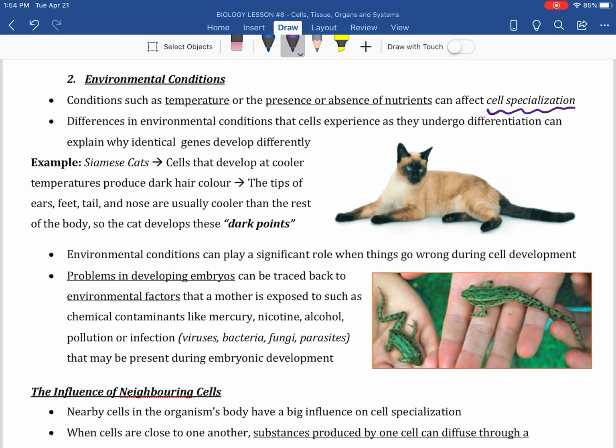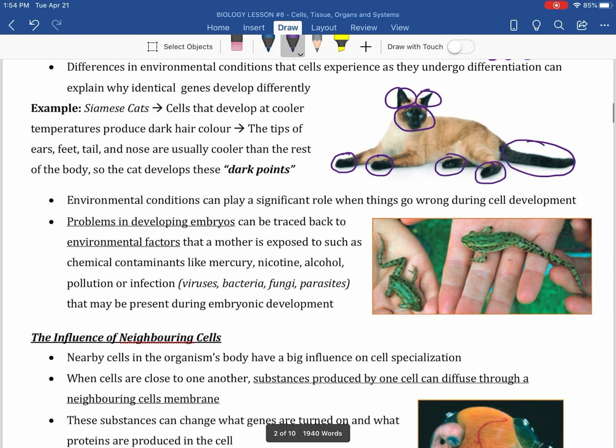All right, so you can take a look at the example of the cats. This cat specifically has darker extremities, and that makes sense because we know darker, I'm just having fun circling all the cat parts now. All the extremities are at the tips, they're farthest away from the core, so they tend to get colder. And as we know, black and dark colors absorb heat. Okay, so that kind of makes sense. All right, so these environmental conditions can also influence what a cell can become.